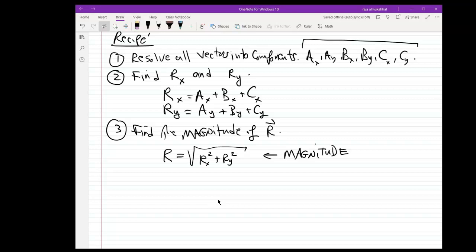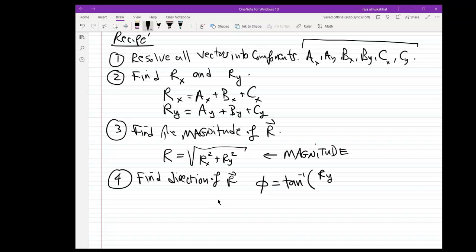Okay? All right. And the last step, find the direction. Direction of R. Well, how do I do that? Well, the direction is basically, and I think we talked about it already, phi equals tan inverse of R sub Y over R sub X.